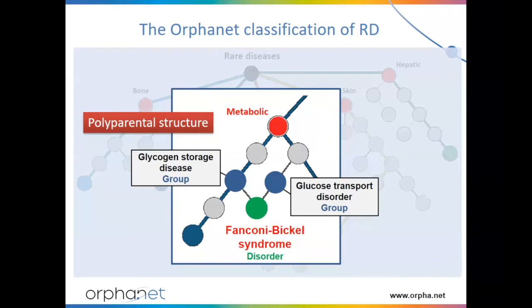In addition to the possible multi-classification across different hierarchies, an entity can also be multi-classified within the same hierarchy. Here is the example of Fanconi-Bickel syndrome, which within the classification of rare metabolic diseases is present in two different groups that you can see here on this slide.